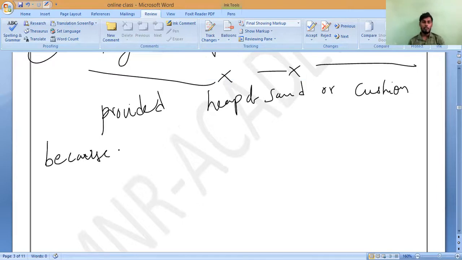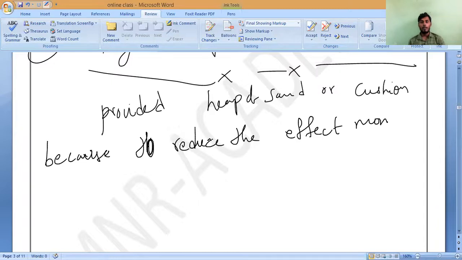Because what is the reason, Nilamukil? To reduce the injury. To reduce the effect of momentum by increasing the time period. Is it yes or no? Yes, sir.